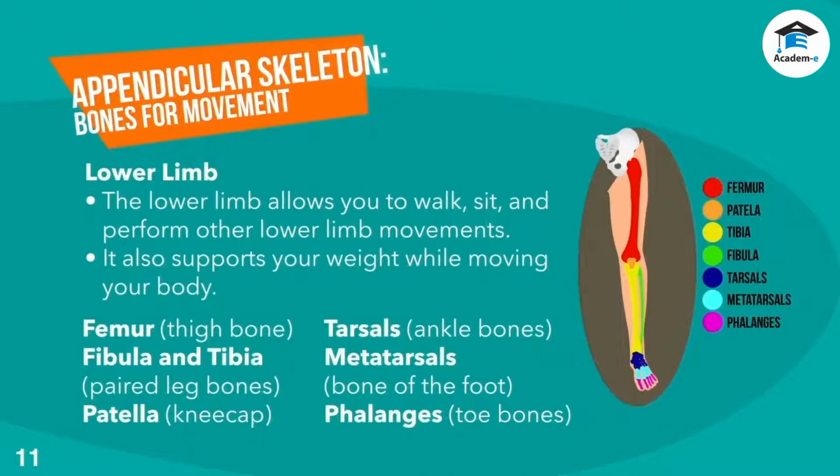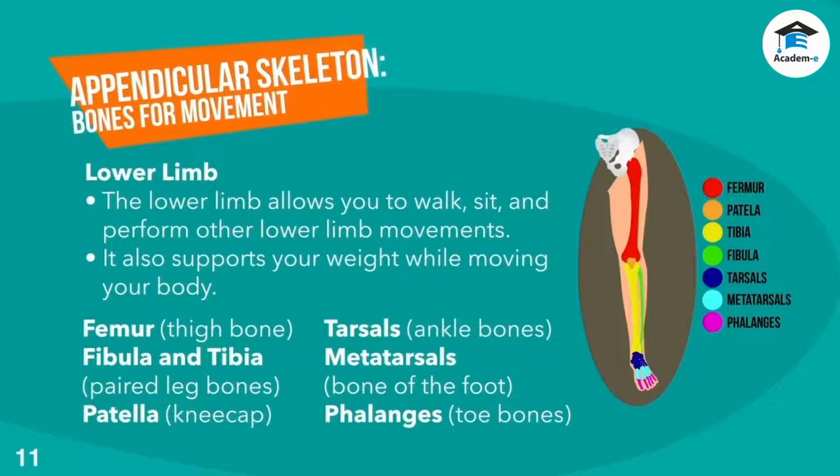The lower limb allows you to walk, sit, and perform other lower limb movements. It also supports your weight while moving your body. It includes the femur, thigh bone, the fibula and tibia, paired leg bones, the patella, kneecap, the tarsals, ankle bones, metatarsals, bone of the foot, and phalanges, toe bones.